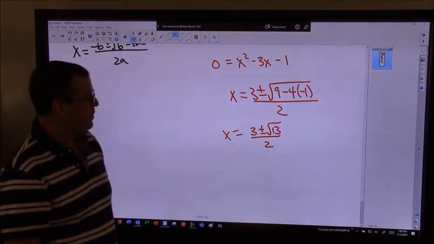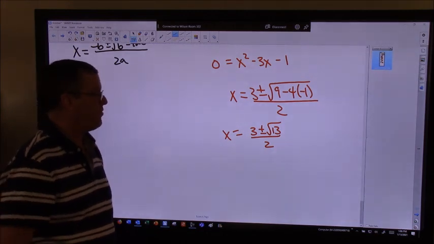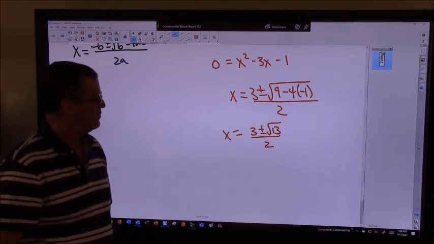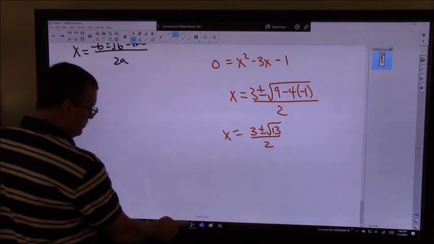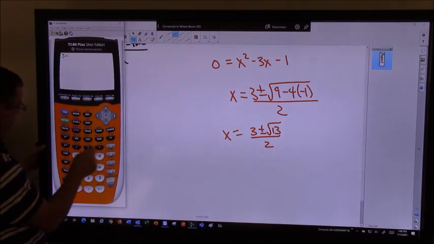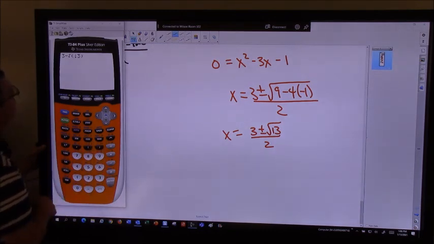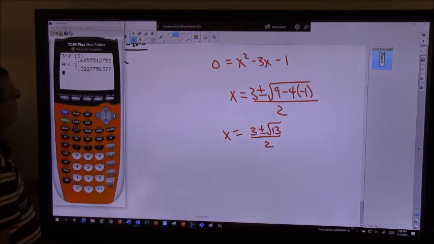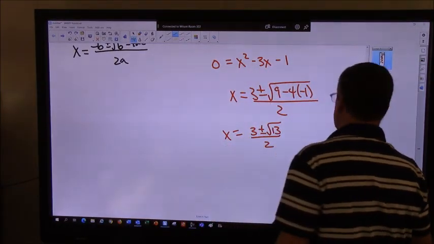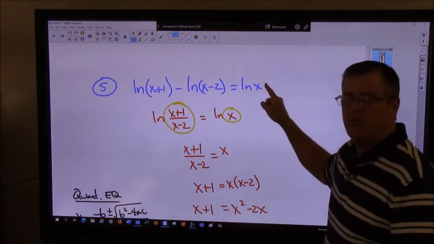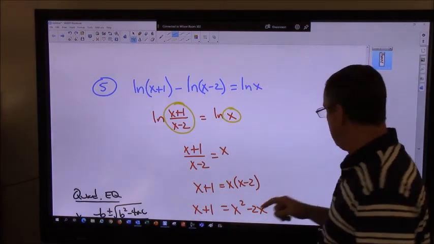Okay. The only question I have is if I do 3 minus the square root of 13, do I get a negative number? I better check that. Grab my calculator and I go 3 minus the square root of 13. Let me just hit enter. We'll get this answer first. And then divided by 2. Yeah, that's a negative number. And if I put a negative number back into the original problem, I've got the natural log of a negative number. Can't do that. So I need to throw out the negative piece.